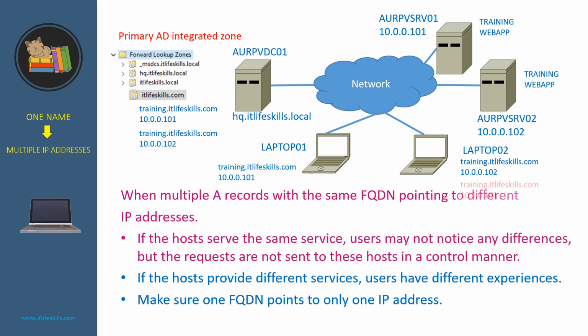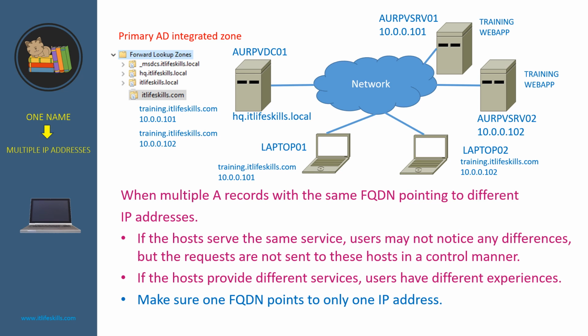However, the next time laptop 2 may get the IP address of server 1 and access the chaining web app on server 1, and when laptop 1 queries the next time it gets the IP address of server 2 and accesses the chaining web app on server 2, which means we have no way to control which clients access which host. Now the problem becomes worse if the host provides different services, because users have different experiences.